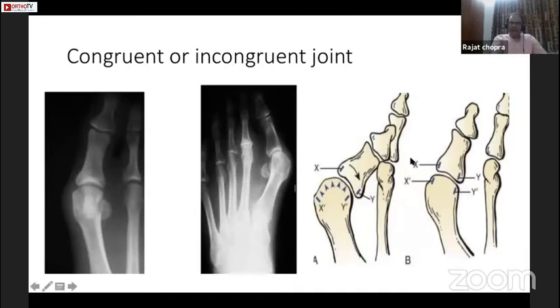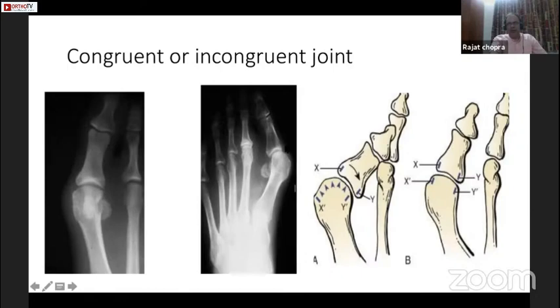Basically, if you look at this picture, you can see the articular surface. If you look at this x-ray, the articular surface is from here to here of the phalanx, so that is from X to Y. And similarly, the articular cartilage of the first metatarsal is from X dash to Y dash. So they are corresponding to each other. So this joint is congruent.